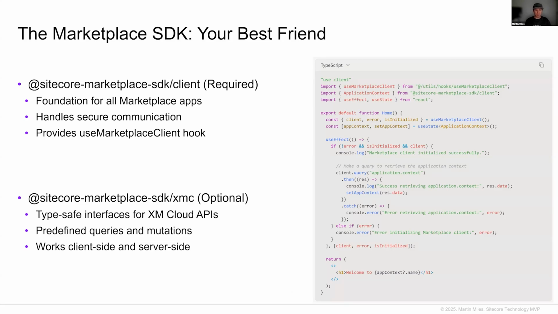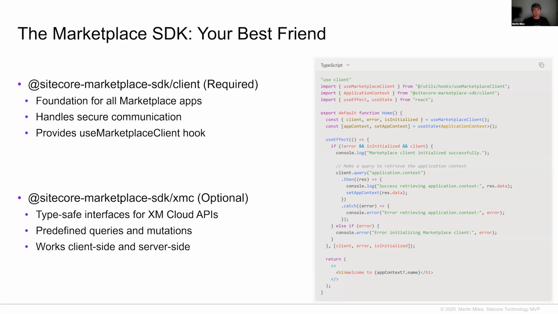The XMC package is optional, but highly recommended if you're working with XM Cloud. This package provides a set of type-safe interfaces for interacting with the APIs of XM Cloud. So you get full TypeScript IntelliSense, you have compile time checking when you're querying or mutating Sitecore data, and you have it all. The package also includes predefined queries and mutations for the common operations like listing sites, getting page information, creating items, and much more.